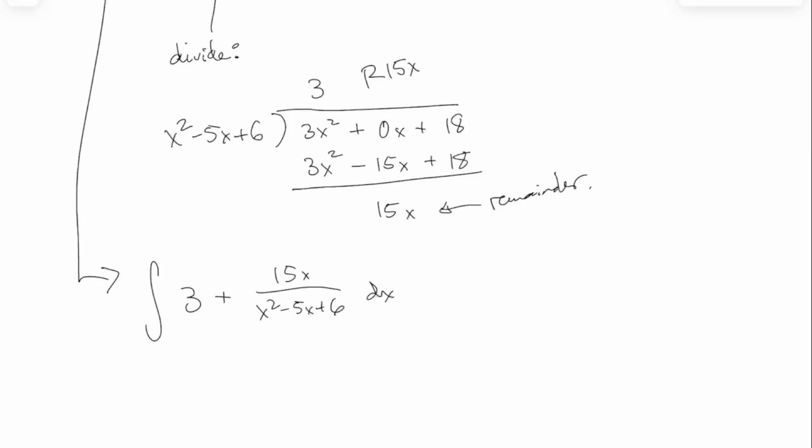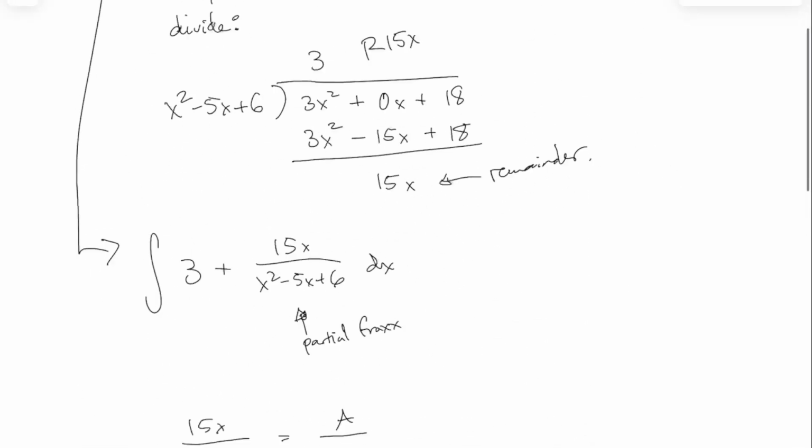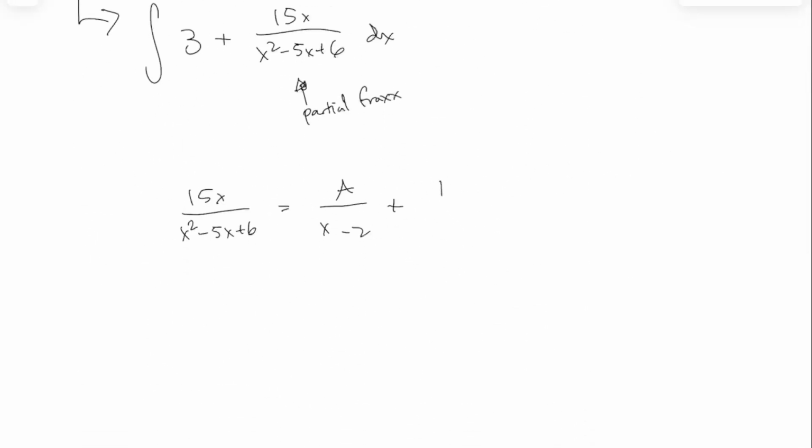All right, and now that the fraction part, I'm just going to leave the 3 there for now, and I'm going to do the partial fractions on this part. Partial fractions. All right, and now it's going to work with the big A and the big B. So I say 15x over this stuff equals A over, I might as well do it the same order, A over x minus 2 plus B over x minus 3, like that.